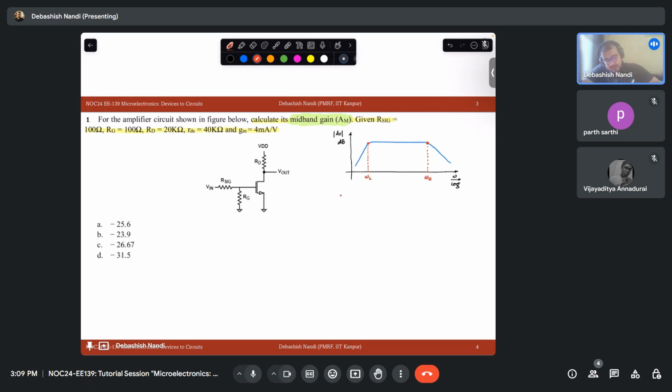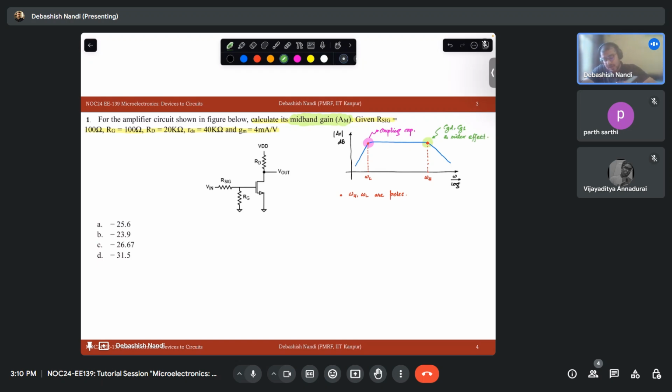What are these in the transfer functions? Omega H and omega L are poles in the transfer function, right? So where does this pole come from? And where does this pole come from? So we have seen that this comes from the coupling capacitances, right? And this pole comes from your CGD, CGS, and it gets amplified by the Miller effect. We have seen this in the last session.